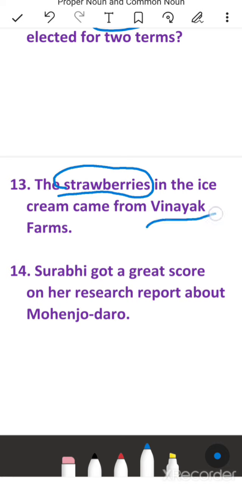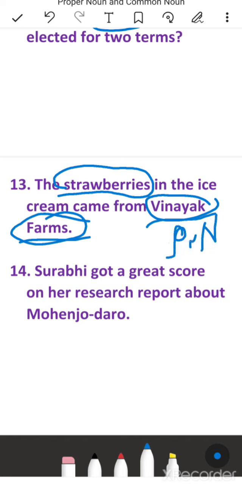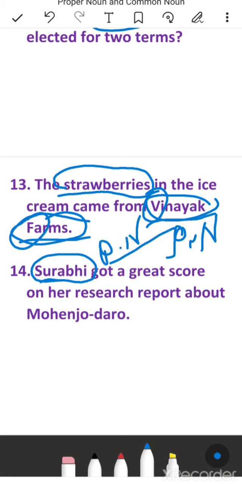Binayak Farms. See, a name has been given to a farm. Hence it's a proper noun. And it is evident that it begins with a capital letter. Suravi is another name of a girl, so we will call it a proper noun. I hope you are able to understand. About Mohenjo-daro: Mohenjo-daro is one of the oldest civilizations. We read about it in history. So it's a proper noun.